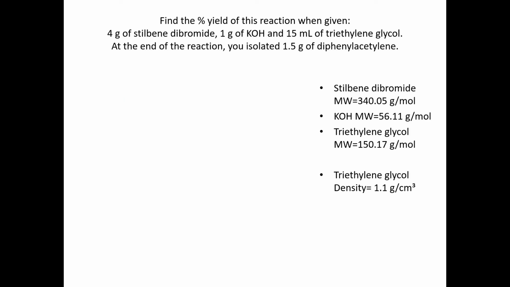So now I want to talk a little bit about the calculations, just give an example. Today we're going to calculate the percent yield of a reaction when we're given 4 grams of stilbene dibromide, 1 gram of potassium hydroxide, and 15 mLs of triethylene glycol. After we perform this reaction, we isolate 1.5 grams of diphenylacetylene. So the first thing we need to do is find the limiting reagent of the entire reaction.